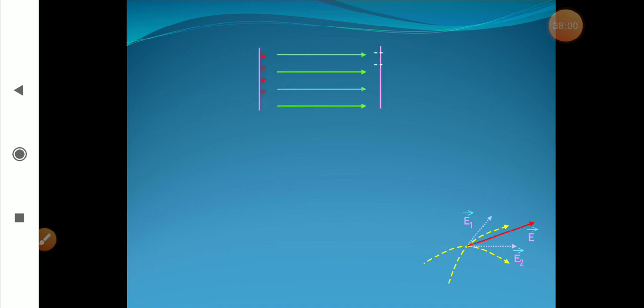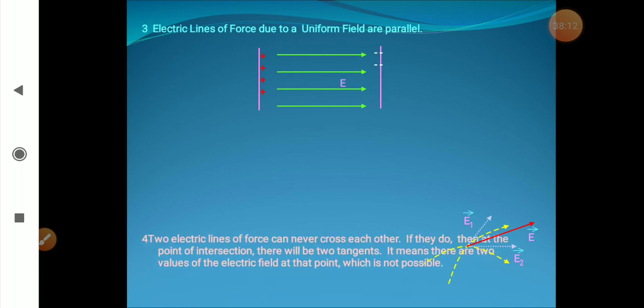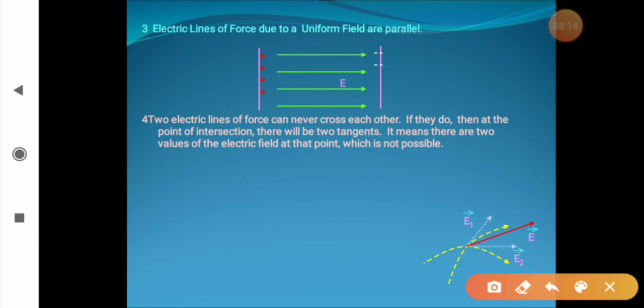Some more properties. Electric field lines of forces due to uniform electric field are parallel. So in uniform electric field, the lines of forces are parallel, as you can see here. Here we have two plates, one is positively charged, another one is negatively charged. This is negative and this is positive. Now the electric field lines between them are from positive plate to negative plate, and the plates are parallel. Therefore electric field is uniform and we get parallel lines.